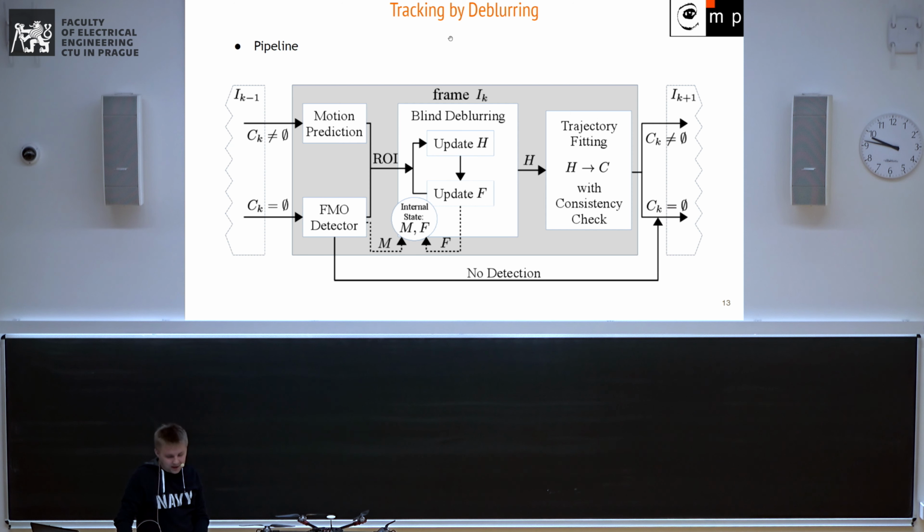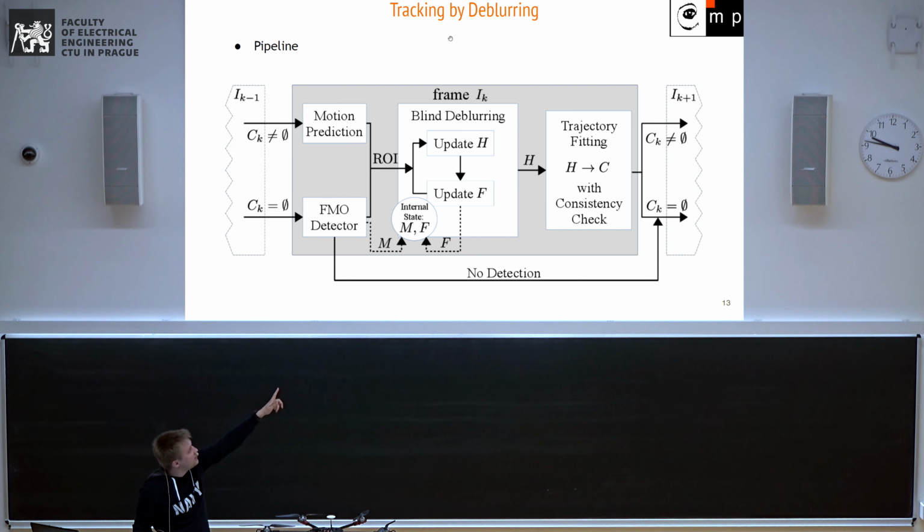And this is the whole pipeline: you have motion prediction or the fast-moving object detector, basically 2 steps. If there was some detection in the previous frame, you just do prediction, and then you update, do the blind deblurring of this is the trajectory, and F is this object model, and you estimate them until it converges, and then you do trajectory fitting, and you predict it to the next frame. So you track it in the next frame and in the next frame, and that's how you have the full trajectories.